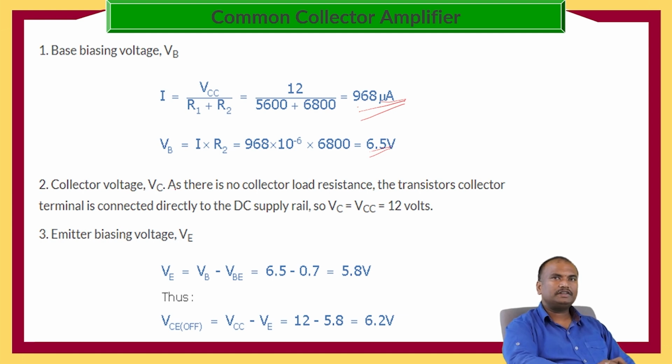The collector voltage VC: as there is no collector load resistance, the transistor's collector terminal is connected directly to the DC supply rail. So VC is equal to VCC, which is equal to 12 volts. Now the emitter biasing voltage VE is equal to VB minus VBE. Here 6.5 minus 0.7, that is 5.8 volts. Thus VCE offset is equal to VCC minus VE, that is 12 minus 5.8, that is equal to 6.2 volts.